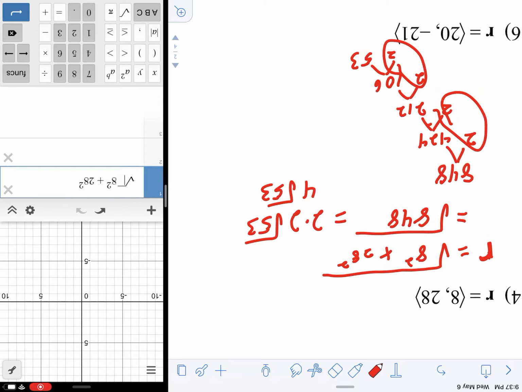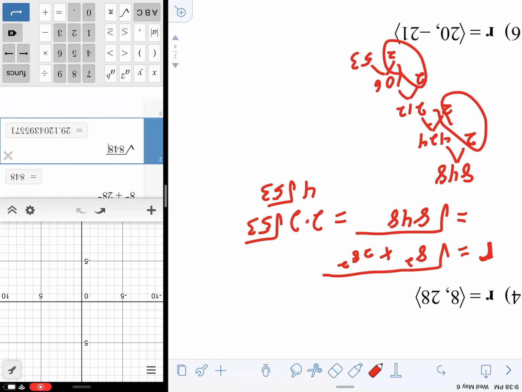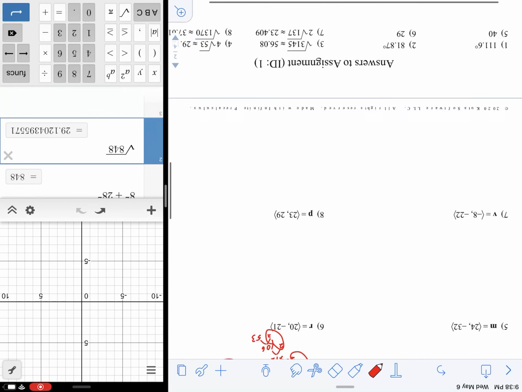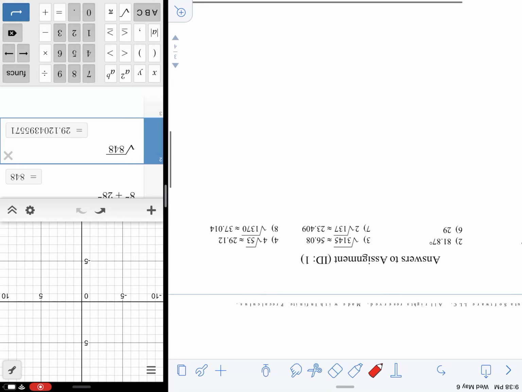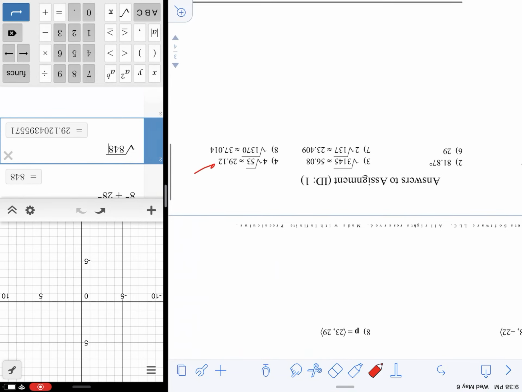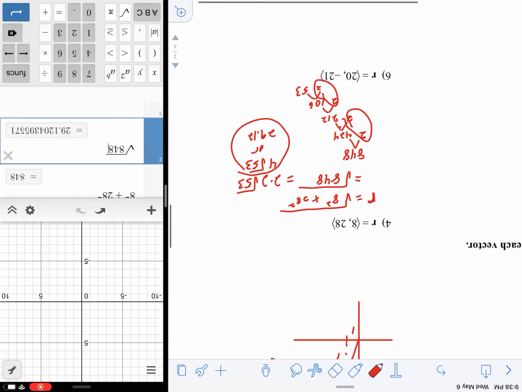Or if I just want to do the decimal, oh, it's not going to work like that. Square root 848. I get 29.12. So you could express your answer as either a radical or a decimal. Let me check number 4. Ooh, is that right? Yep. Doubted myself for a second, but there it is. So look at all those answers. They're all given in radical form and decimal form unless they happen to be whole numbers.